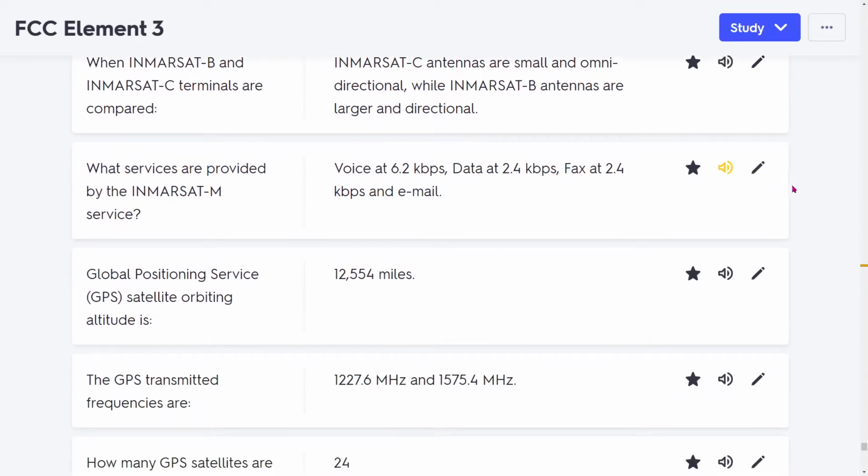What services are provided by the Inmarsat M service? Voice at 6.2 kbps, data at 2.4 kbps, fax at 2.4 kbps and email. Global Positioning Service satellite orbiting altitude is 12,554 miles.